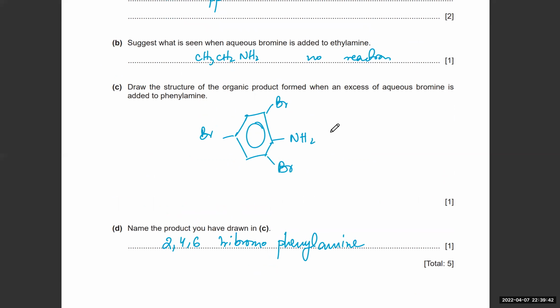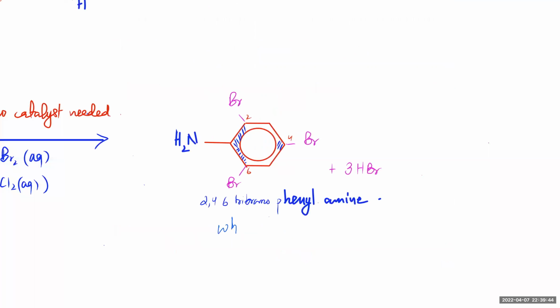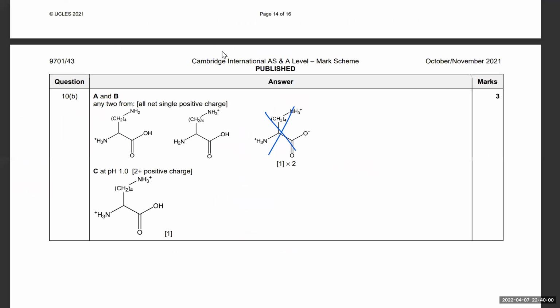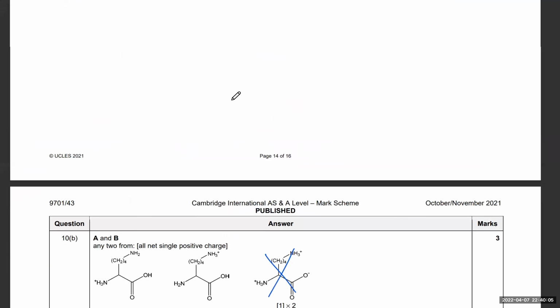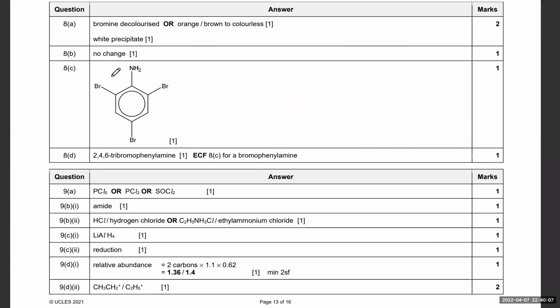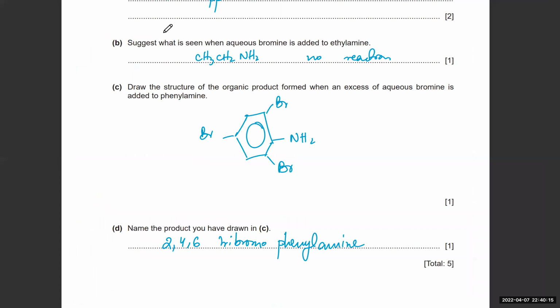Sir, is it necessary to draw bromine on all three positions, or can we just draw one? In this case, it's highly activated, so it's better to actually draw it on all three positions. I think I'll just check. Okay, over here, what question was this? It's 2,4,6-tribromophenylamine. So all three.